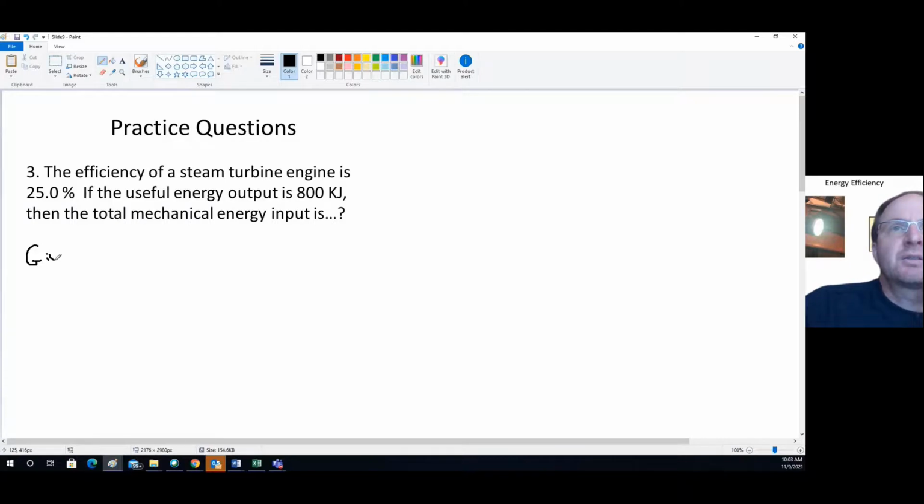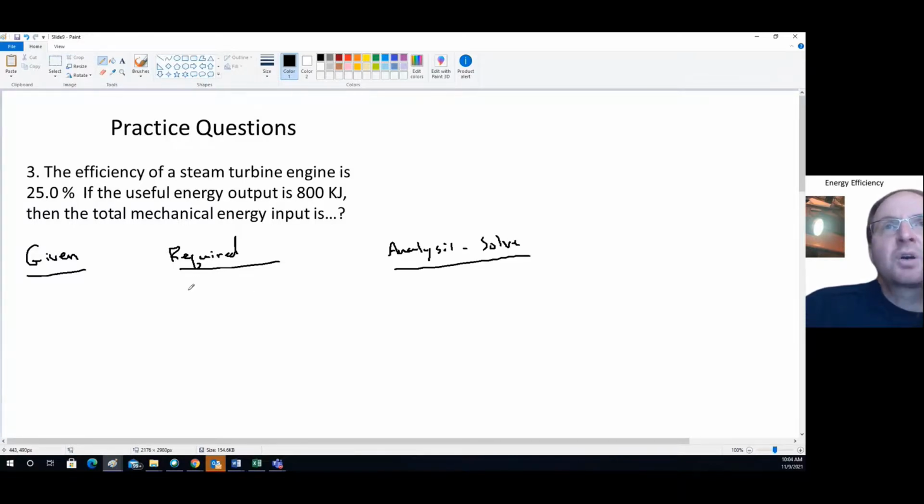Okay, so given, required, analysis, and write these out and then solve it. Just plug the numbers in. That's the beauty with the solve stage. But required, I want total energy input. It's right there. Don't need the word mechanical. I mean, it is mechanical energy, but it's total energy input. What was the formula for that?